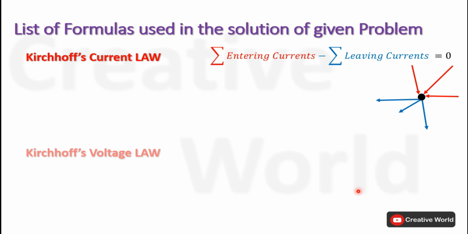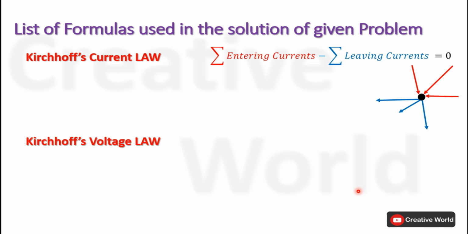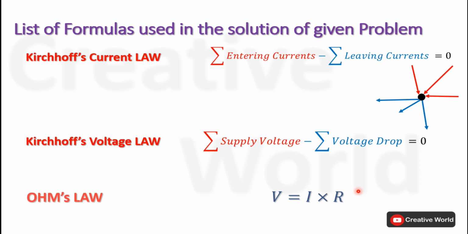We also will be using Kirchhoff's voltage law. According to this law, a cumulative supplied and dropped voltage across circuit elements in a closed loop is always equal to 0. Ohm's law will also be utilized while solving this problem. According to this law, voltage across any resistance R is always equal to the product of current through it and the value of resistance itself.